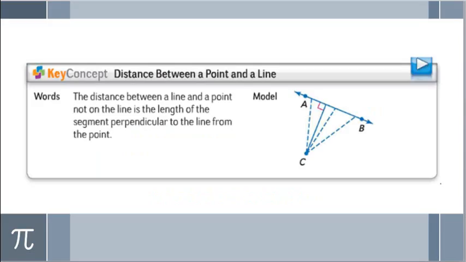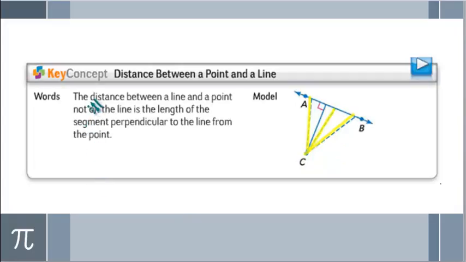The first concept to discuss is the distance between a point and a line. Looking at this diagram, if we have point C here and line AB here, we can find the distance from point C to line AB. There are several paths that we can take to get from the point to the line. We have this segment, this segment, this segment, an infinite number of segments to get from point C to line AB. And they can all be different lengths.